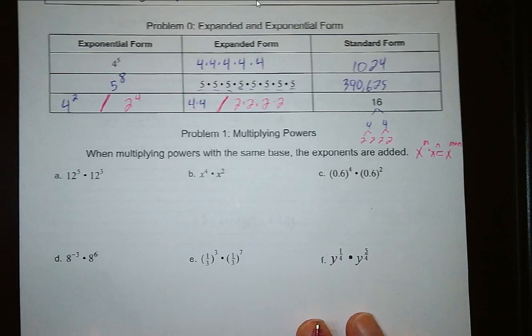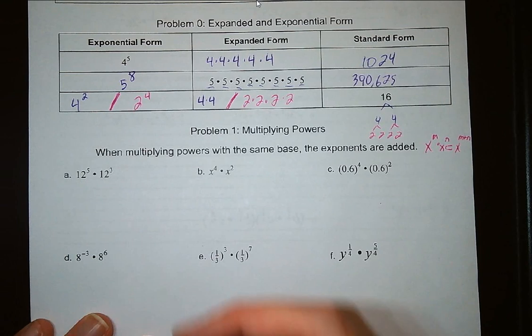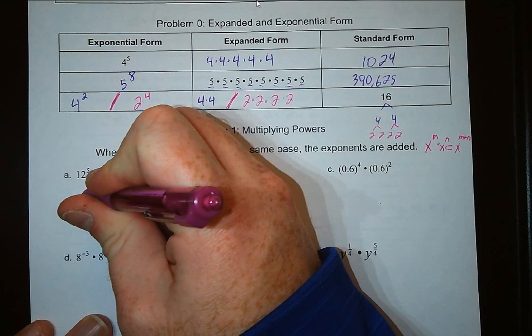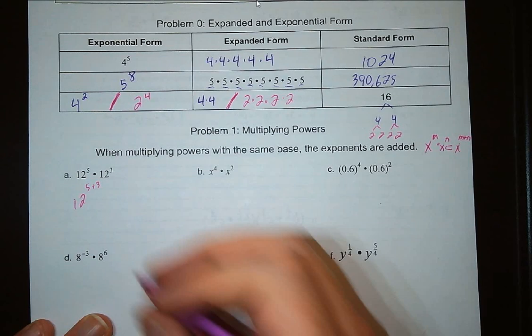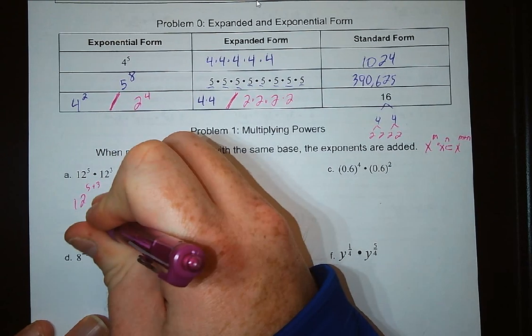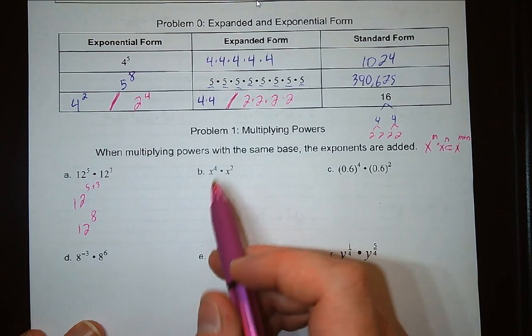So we have 12 to the 5th times 12 to the 3rd. We write it as 12 to the 5 plus 3, 12 to the 8th power. Okay. Letter B, we have x to the 4th and x squared.